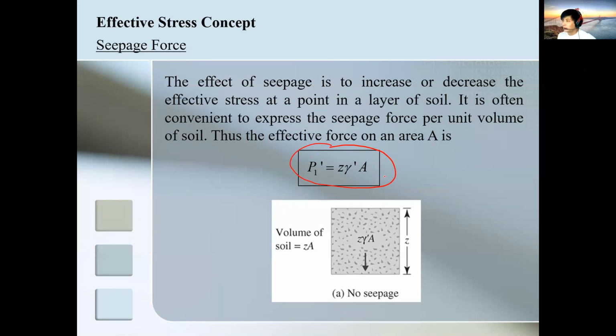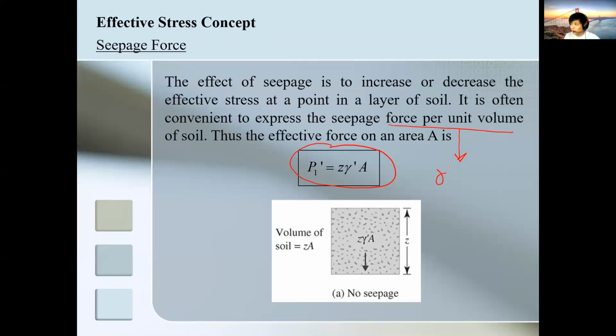Okay. So force per unit volume. Since we don't know the cross-sectional area of your specimen, we use per unit volume, so we only use the effective unit weight. Let me explain in simpler terms. If the problem asks for force per unit volume, it's asking for the force per 1 cubic meter of volume.